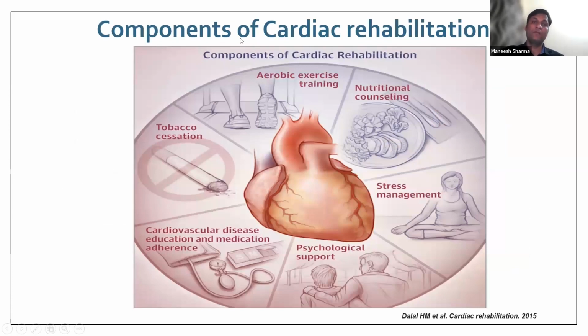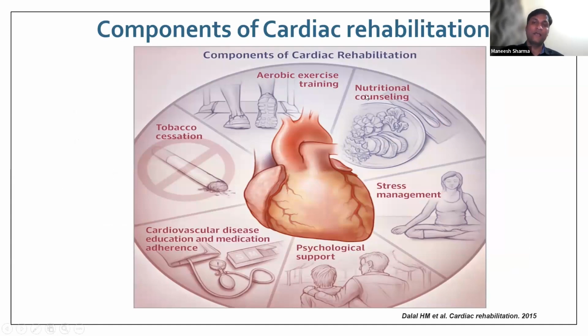These are a few components of cardiac rehabilitation, in which the first one is aerobic exercise training. Exercise is a very primary component of the cardiac rehabilitation program, where in each phase the patient has to undergo certain forms of exercises. Basically, the intensity and the duration of the exercises vary according to the different phases of the cardiac rehabilitation program. Then nutritional counseling.